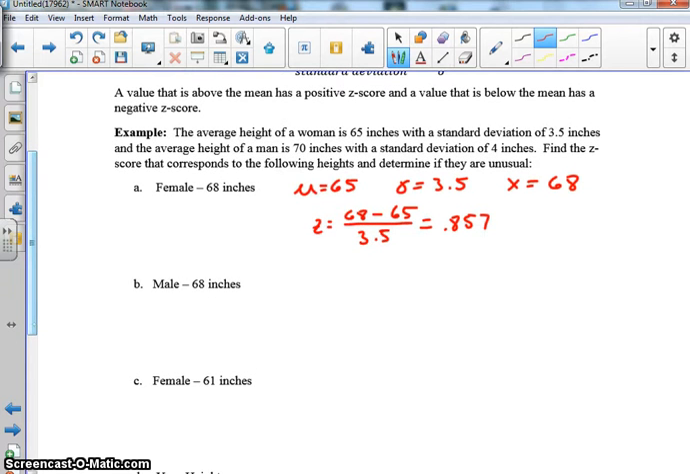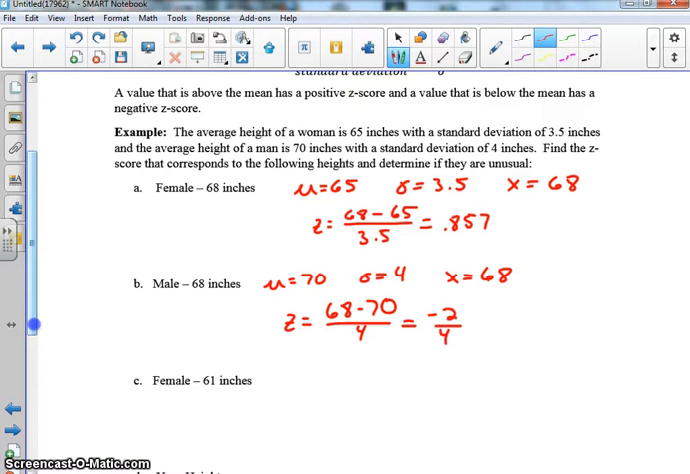Let's do a male that's 68 inches. So we need that information about males. The mean height of males is 70. The standard deviation is 4. And the x value for this one is 68. So the same height, but let's see how this falls in comparison to other men. Z is 68 minus 70 over 4. So that's negative 2 over 4, which is negative 1/2, or negative 0.5. So about a half of a standard deviation below the mean, which again makes sense.